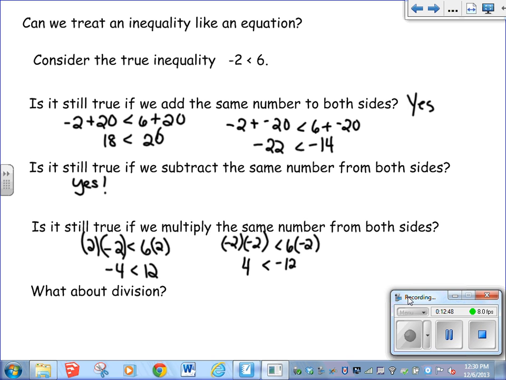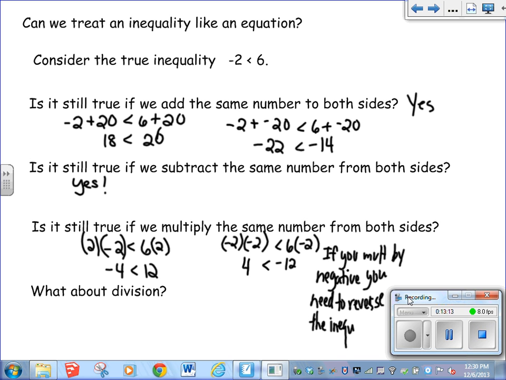We would have to reverse the inequality. If you multiply by a negative, you need to reverse that inequality. Otherwise, it's not going to be true. All right, well, that's a little glitch in our system.